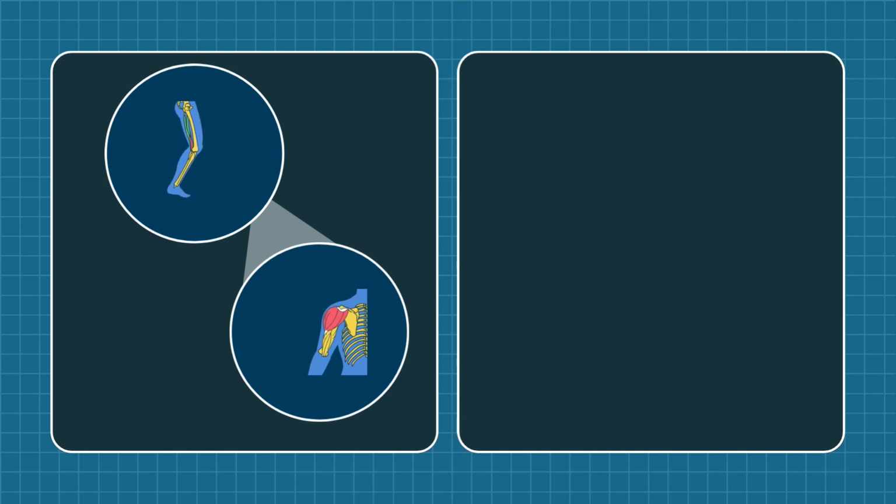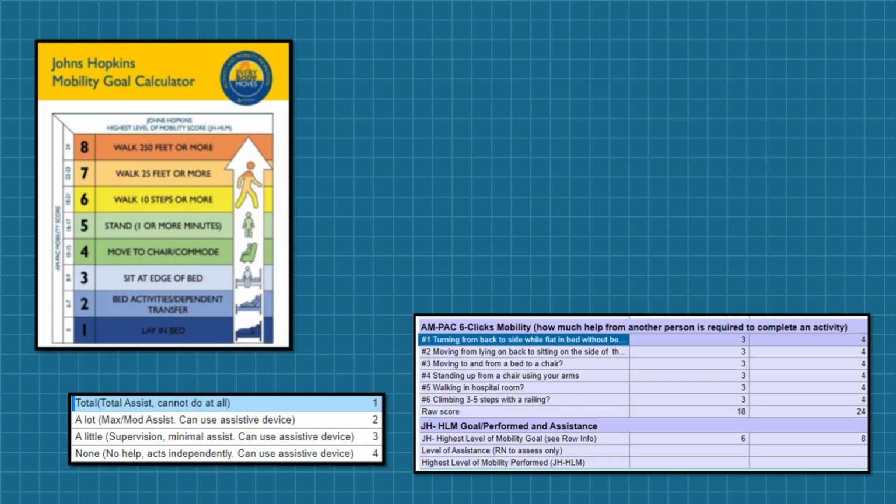Question: my patient's mobility goal of the day is a level 6, which is only 10 steps, but my patient is able to walk 25 feet. Do I limit my patient's mobility to a level 6, only 10 steps? The answer is no. It's a minimal goal.